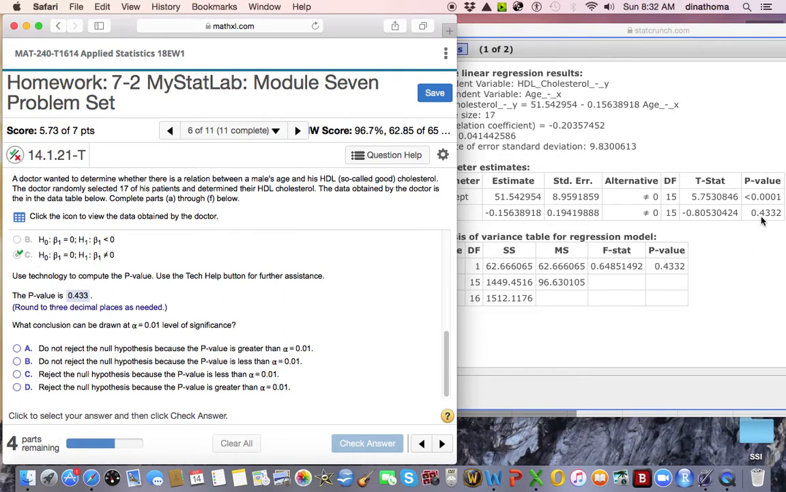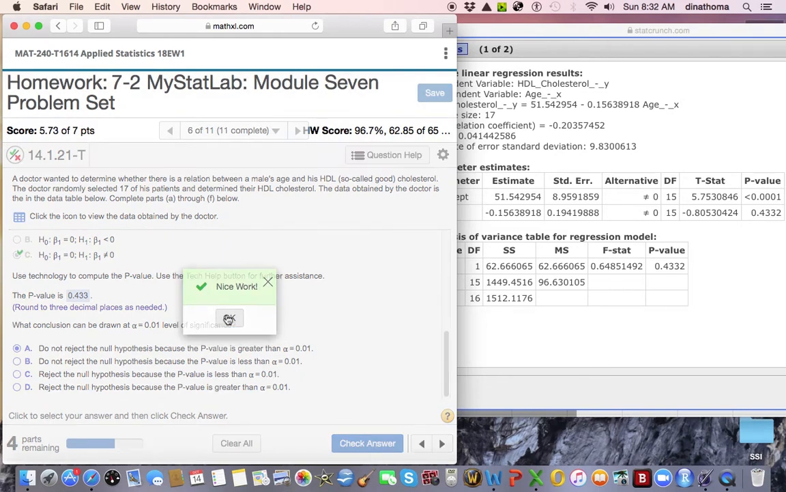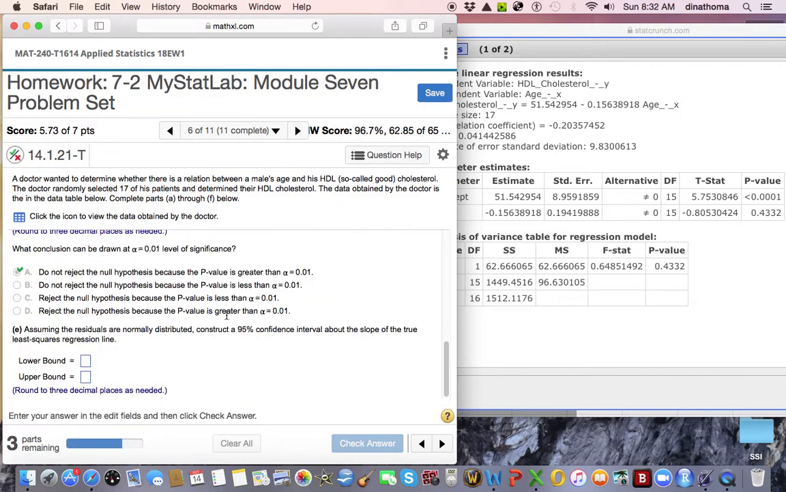So in this case, 0.433 is definitely way bigger than 0.01. So 43% versus 1%. So I'm definitely going to do not reject because my p-value is greater than my level of significance. Therefore, there is no relationship here. And therefore, I can't use my regression line.